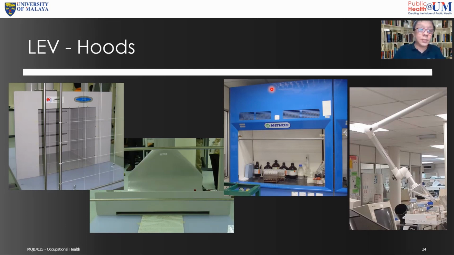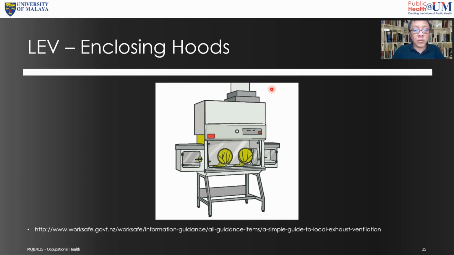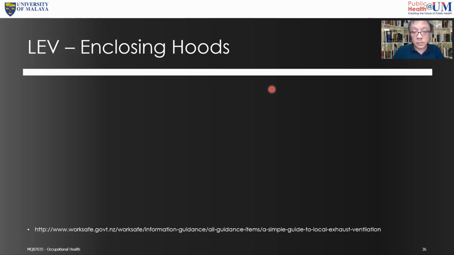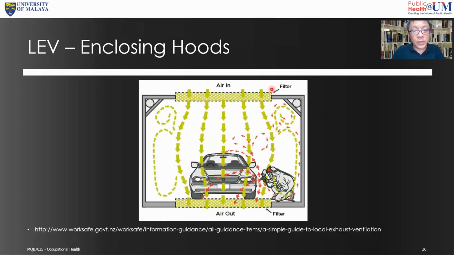All right. So of course you have what we call an enclosing hood that has no external air to contaminate. This is basically used more for highly hazardous substances, biological substances, highly hazardous chemical substances. Then you have what we call hoods that depend on the airflow.